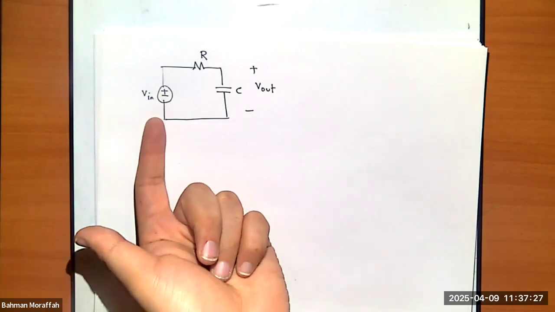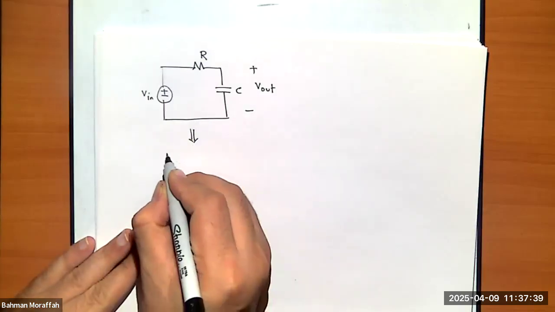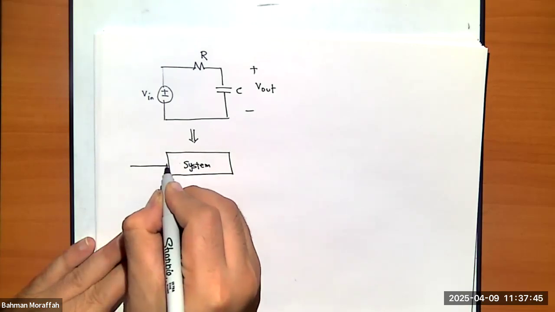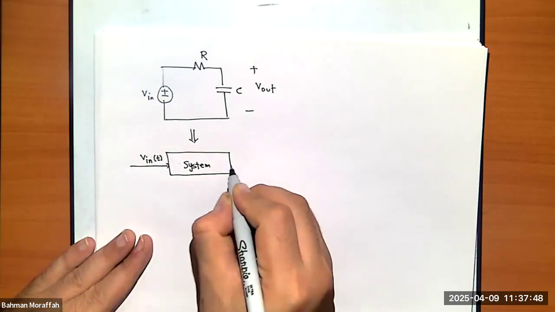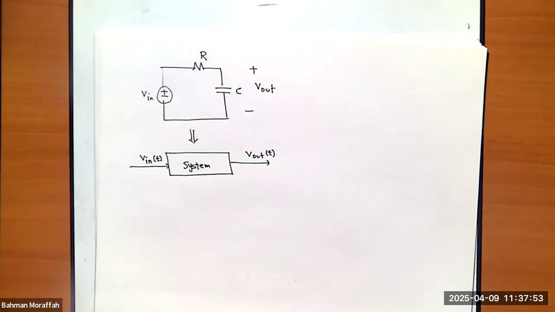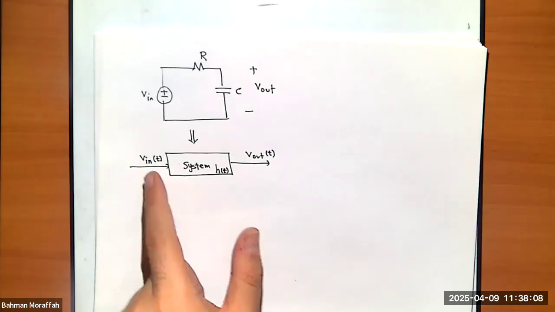If I tell you this V input is a sine wave or a step function, you can find the output. So you can think of the whole circuit here as a system with input V in of t and output V out of t. Let's call this system H of t. As soon as I have this H of t, I am hoping to find a relationship between input and output.